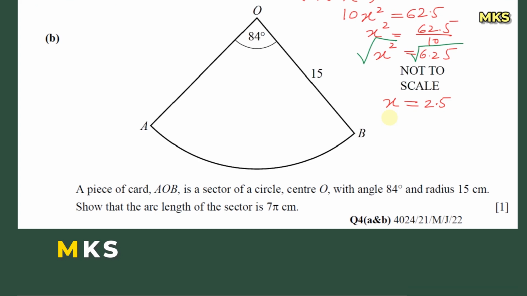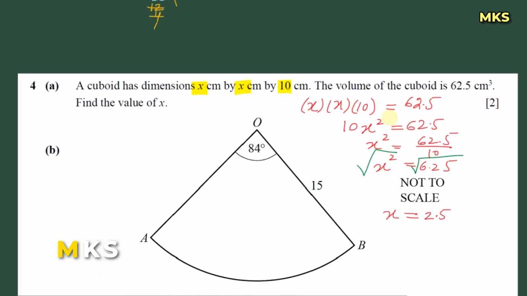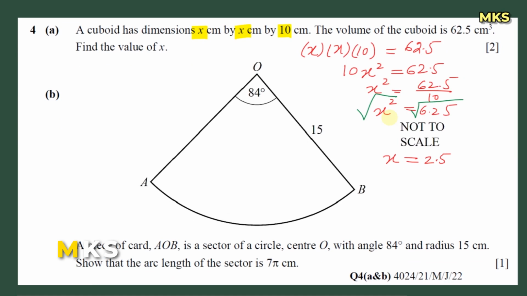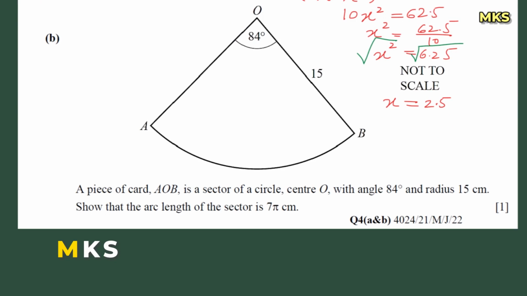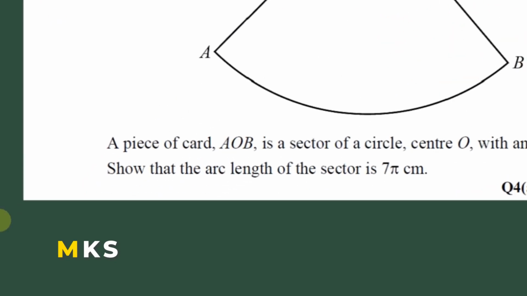Now, the second part of the question is: a piece of card AOB is a sector of a circle center O with angle 84 degrees and radius 15 centimeter. Show that the arc length of the sector is 7 pi. To find the arc length, we use the formula angle of sector over 360 multiplied by 2 pi r.